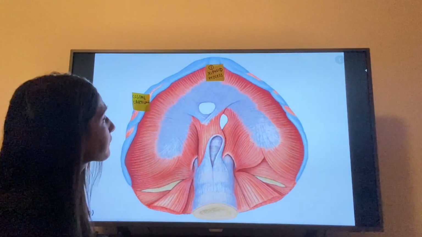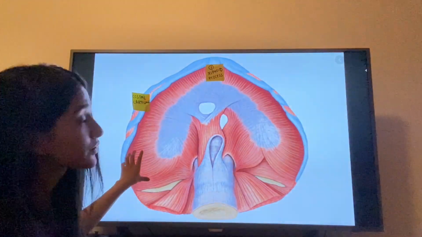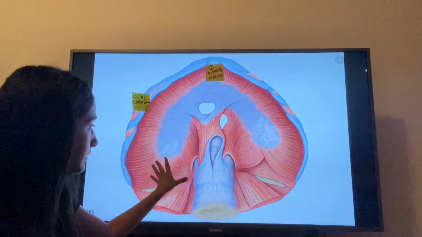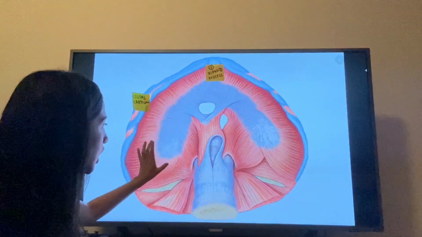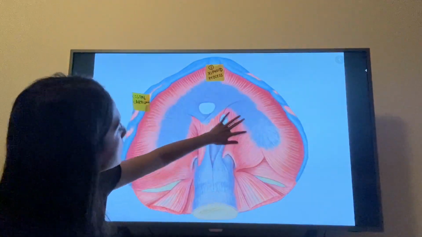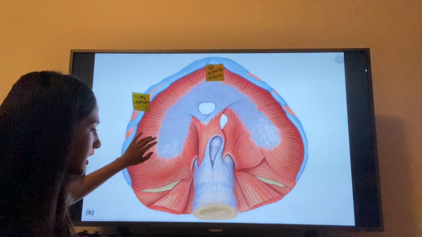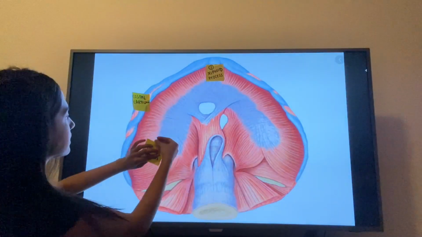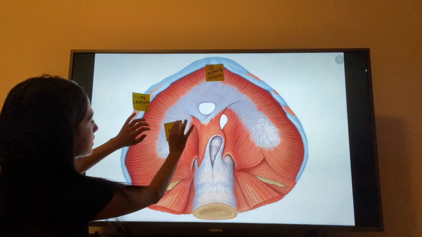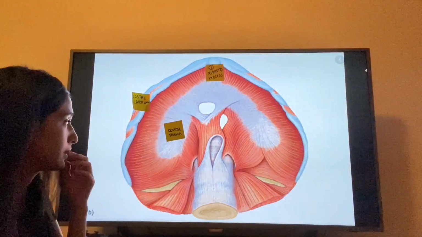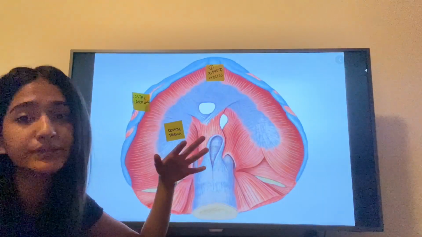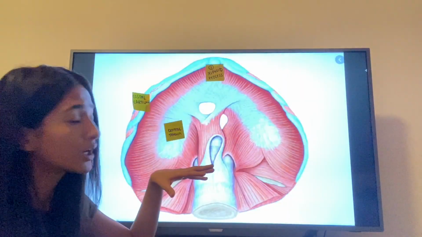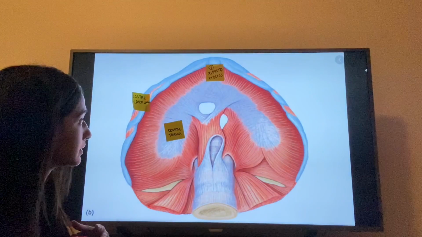Also, the diaphragm is a muscle, so the whole muscle of the diaphragm attaches to a central part called the central tendon, which is the white part you see here. So let's label that. That is the central tendon. And also the diaphragm has several openings, obviously for structures to pass from the thoracic part of the body to the abdominal part of the body.